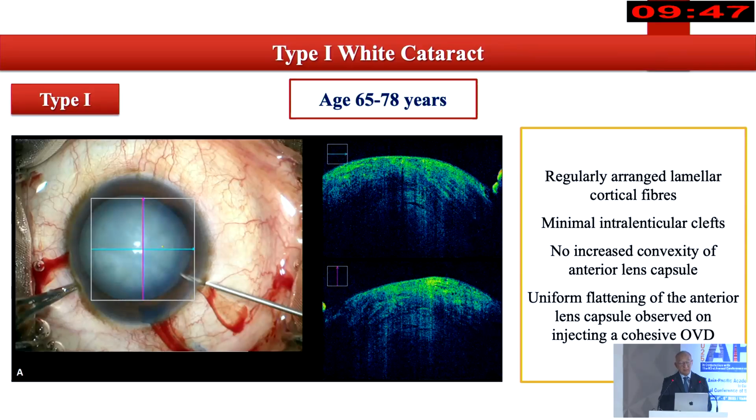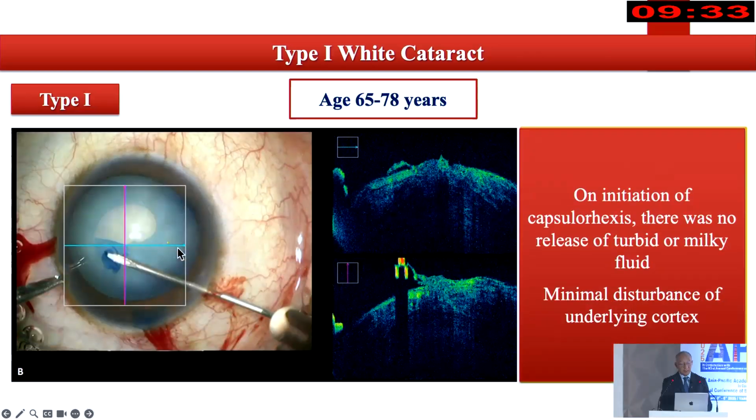This imaging gave us the idea of what should be done. Like this patient has very regularly arranged lamellar cortical fibers, no clefts in this. Everything is very homogeneous. It seems that there may not be increased lenticular pressure. You can just see once we make the initiation of the capsulorhexis, nothing happens, no fluid release. So in this patient, you can rightly do a normal capsulorhexis.